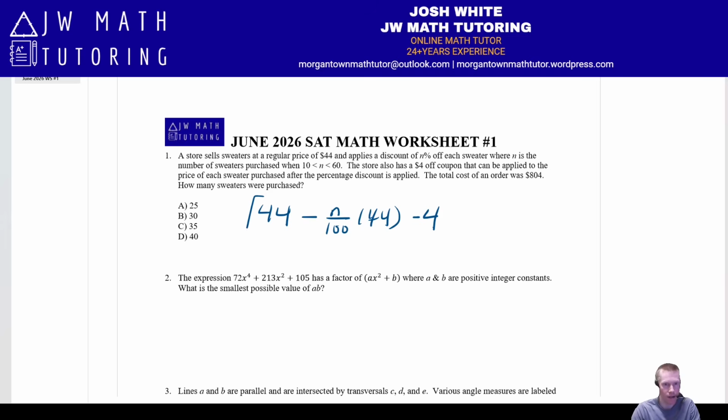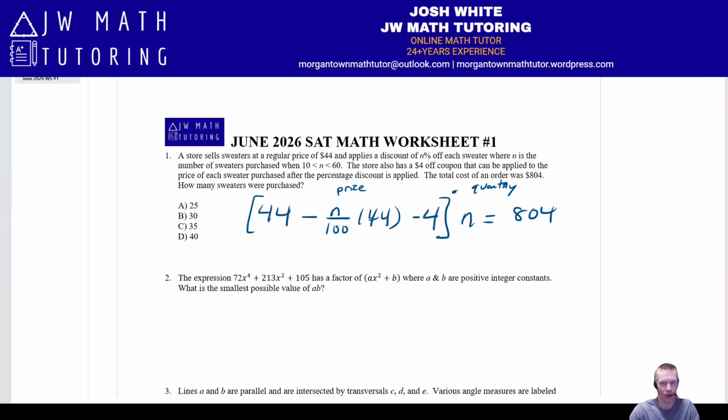And then you have to multiply this. So this is the price of the sweater after all discounts are applied. But we then have to multiply it by the quantity to get the total cost, the total dollar amount for the order. So you have to multiply by n as well, and then you can set that equal to 804.